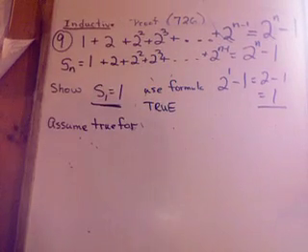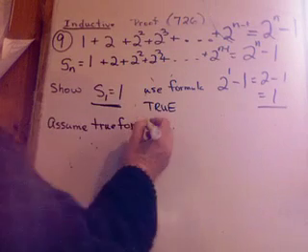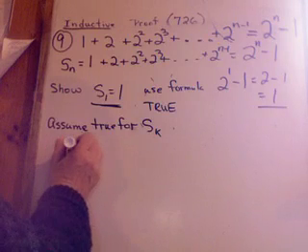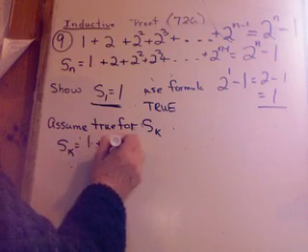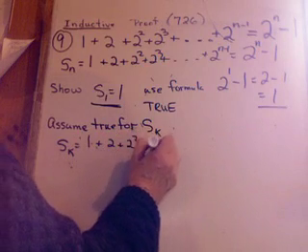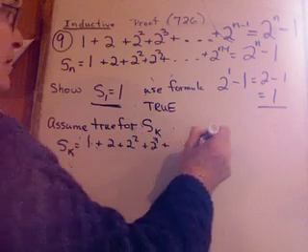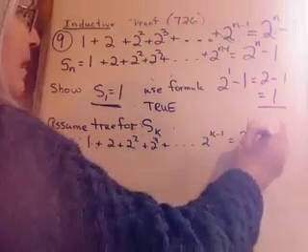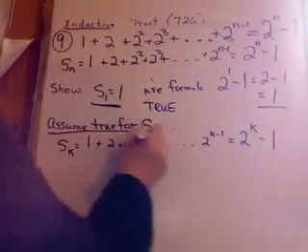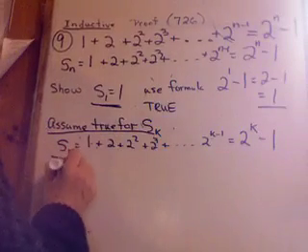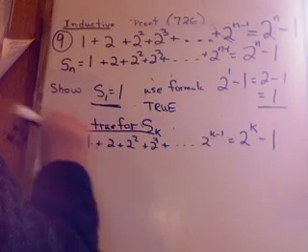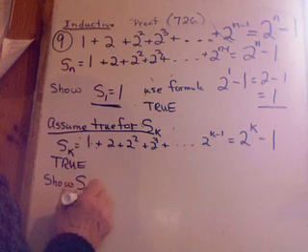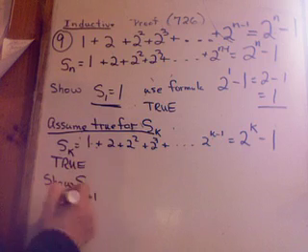So I proved it was true for the first term, so now I'm going to assume that it's true for the kth term. So that means that S sub k equals 1 plus 2 plus 2 squared plus 2 to the third plus 2 to the k minus 1 equals 2 to the k minus 1. So I'm assuming that that's true. So, true for all intents and purposes. That statement is true.